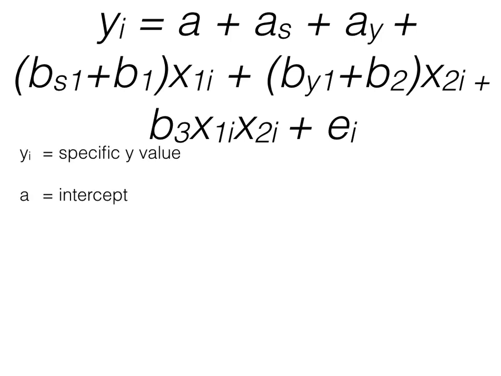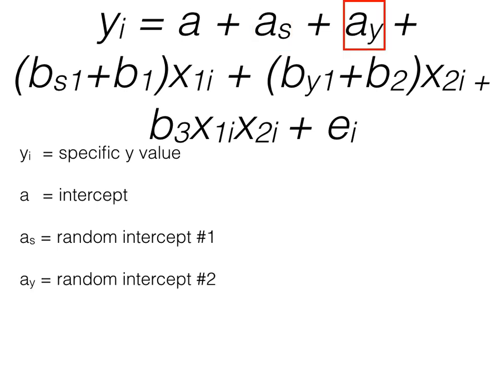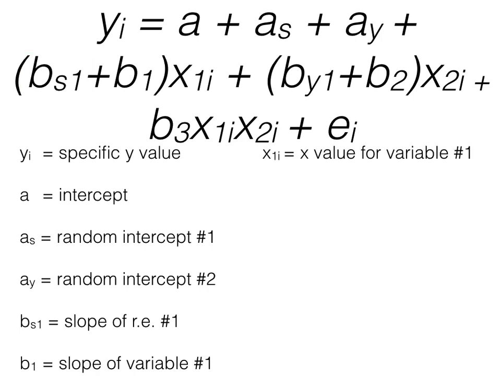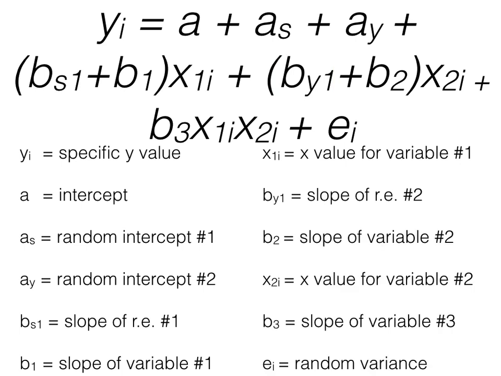First, we have our dependent variable and our intercept, then our random intercept for our first random effect, and our random intercept for our second random effect, then our random slope for our first random effect, then our regular slope and the values for x1, then our random slope for our second random effect, and then our regular slope and values for x2, our slope for the interaction, and finally, any remaining random variance.